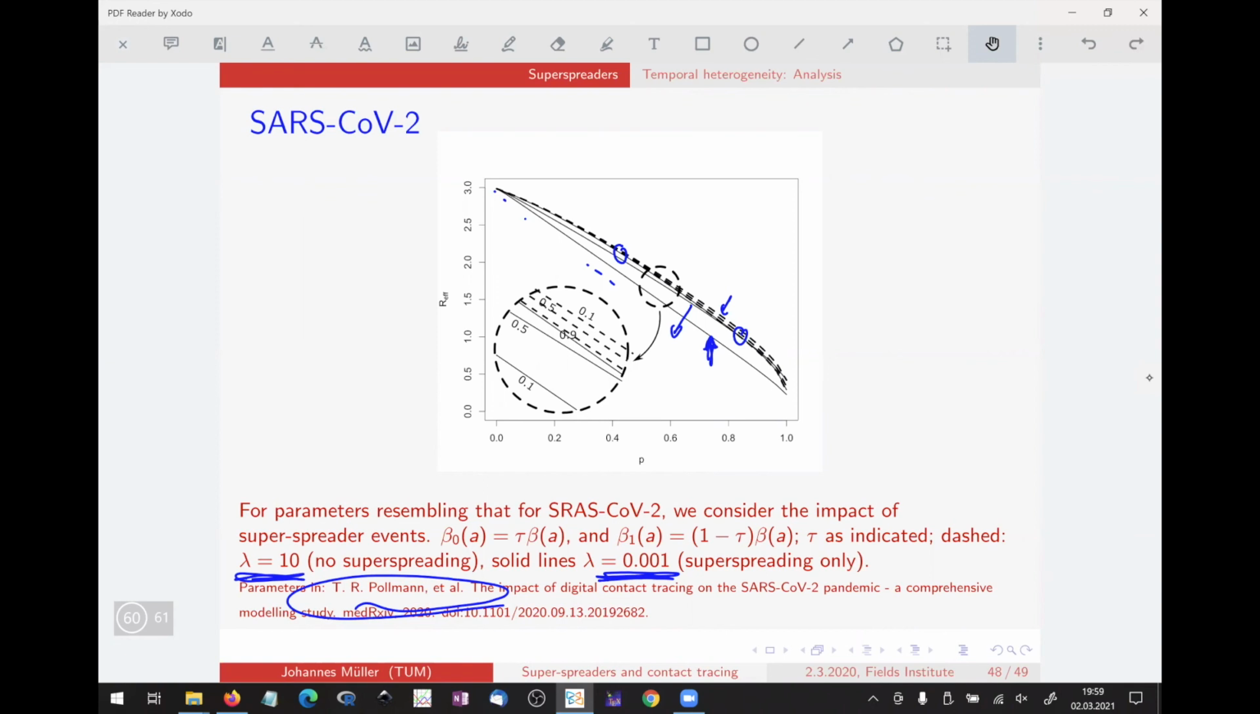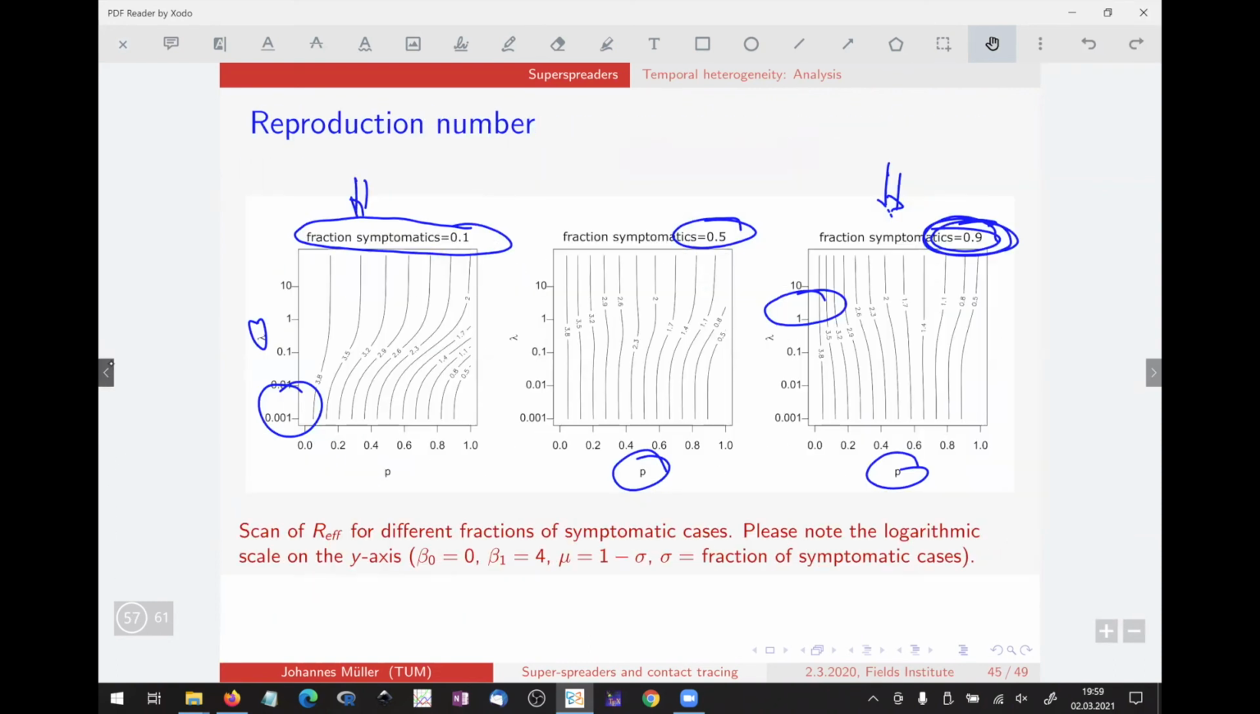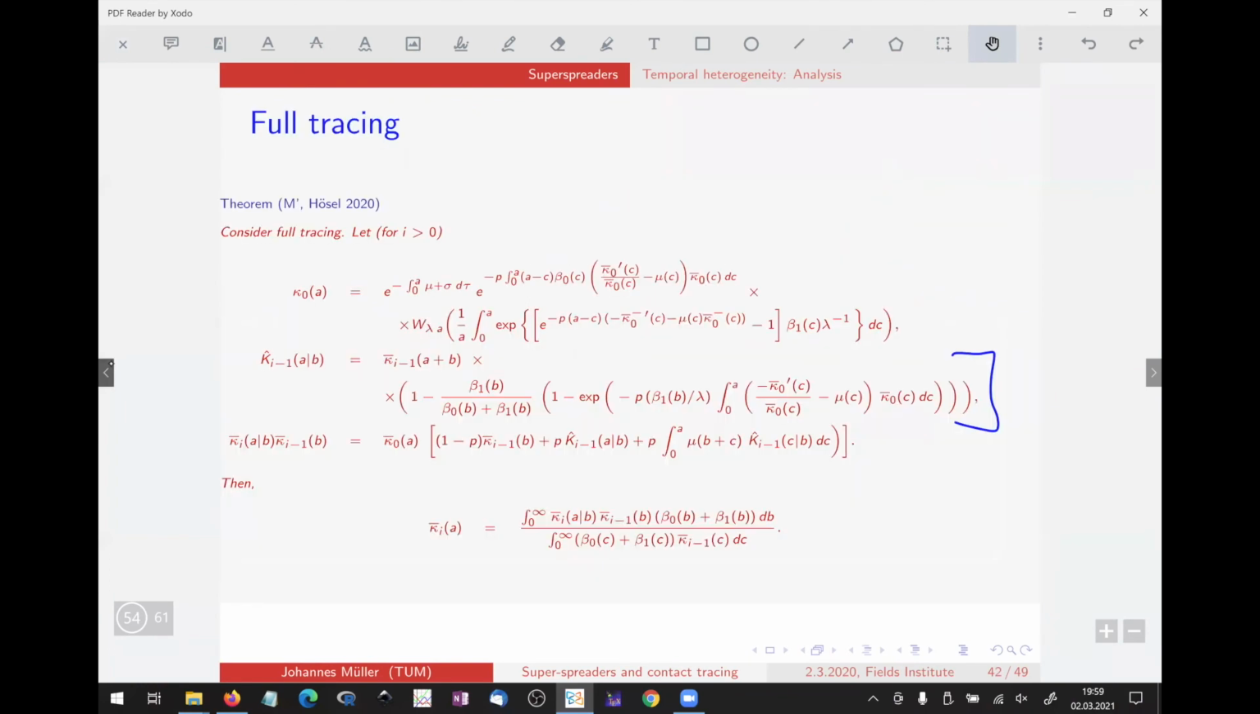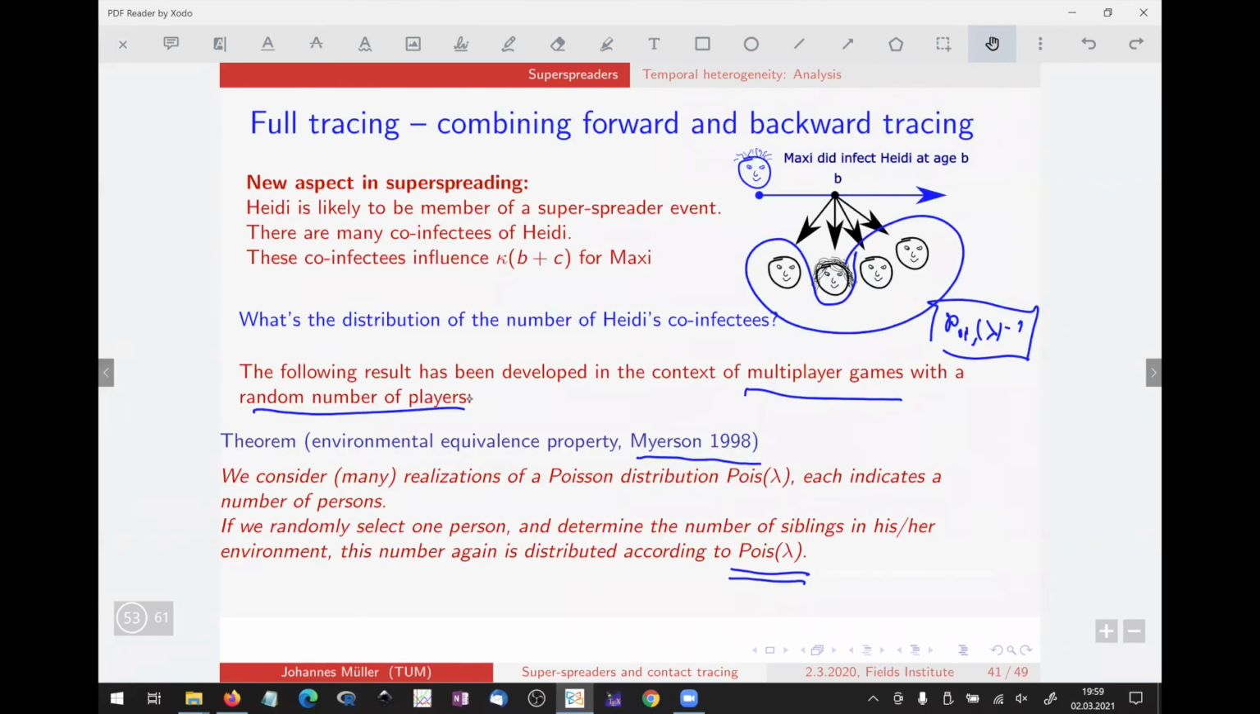So two short questions. Firstly, if I understood correctly, when you mentioned the result of Meyerson related to siblings and Poisson distributions, does anything change if super spreading is not limited to siblings, but to some general colleague or any other types of networks? So here we are in a homogeneous population, and so that was only an image to explain this thing from Meyerson.